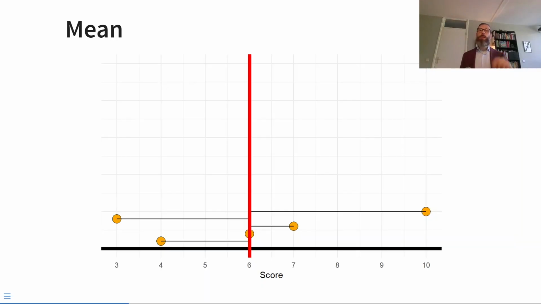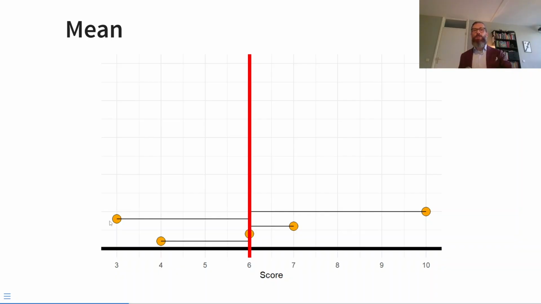So in this case, the mean is 6. And what I mean when I say the mean is in the middle is that the distance of the points to the left of the mean in total is equal to the distance of the points to the right of the mean. So these black lines here indicate the distance of each observation to the mean. And if I were to add up the distances on the left, they would be the same as adding up the distances on the right. So the mean is in the middle.